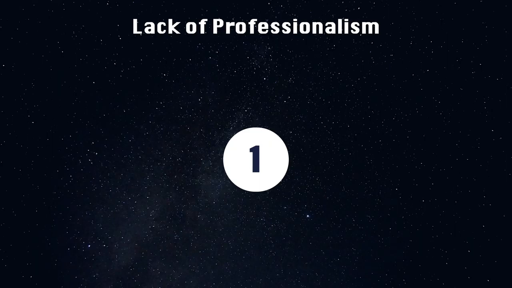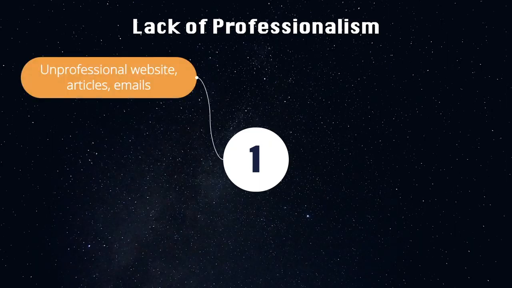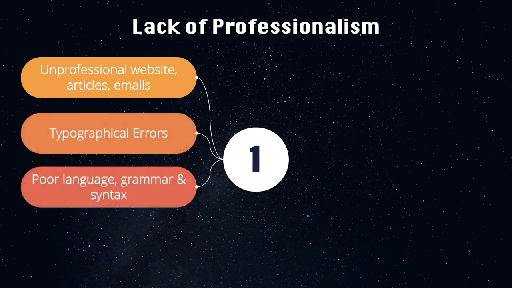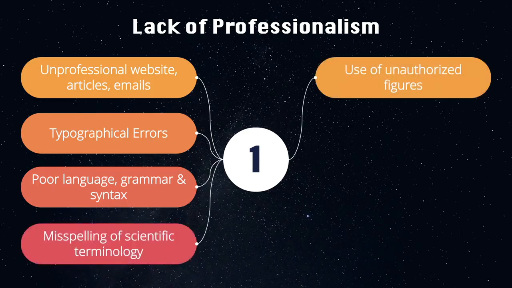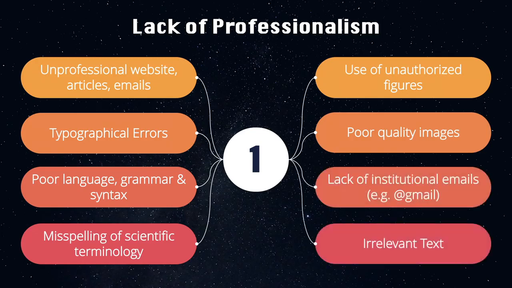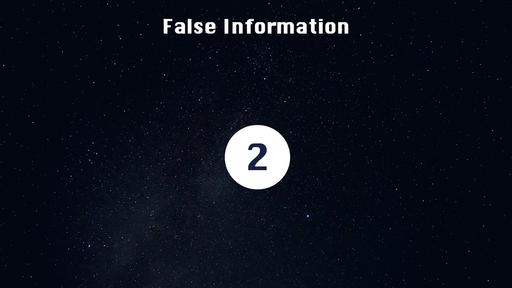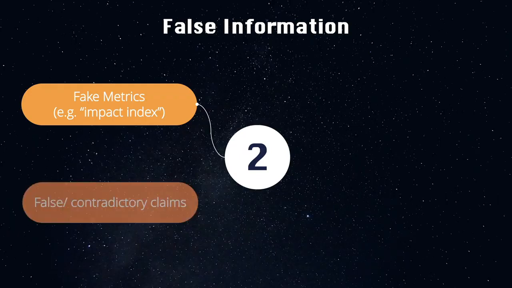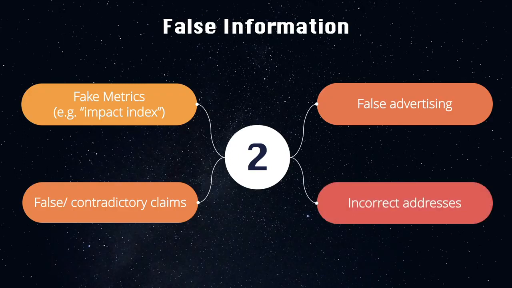And the first red flag is a lack of professionalism, and that includes an unprofessional-looking website, articles, and emails, typographical errors, poor language, grammar and syntax, misspelling of scientific terminology, use of unauthorized figures, poor quality images, lack of institutional emails, and irrelevant text. The second red flag is false information. That includes having fake metrics such as impact index, false or contradictory claims, false advertising, and incorrect addresses.